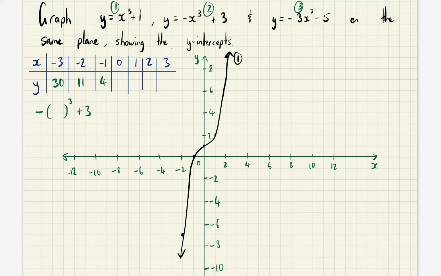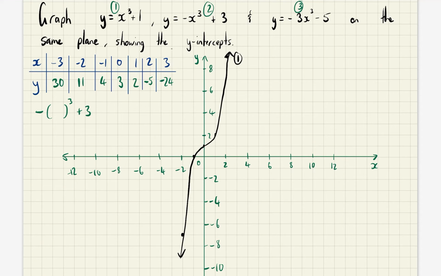-2 is 11, -1 is 4, 0 is 3, 1 is 2, 2 is -5, and 3 is -24.